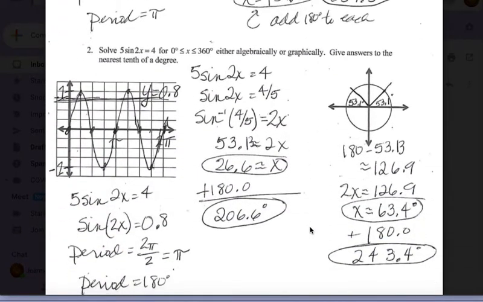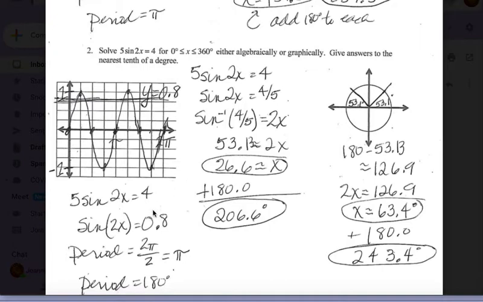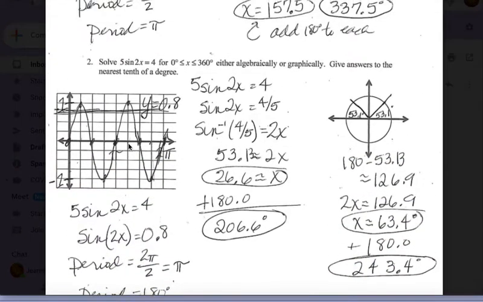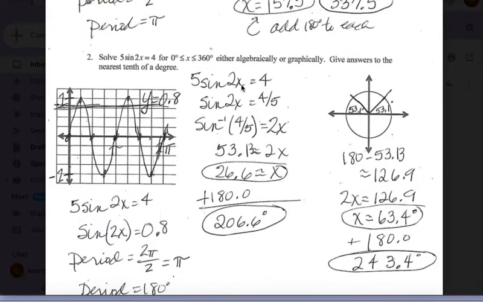For the second problem, again, the period is 2 pi over 2, so it's pi. This repeats itself every pi or every 180 degrees. I put it in terms of pi here for some reason. It should be 180 degrees, but that's okay. So if you solve it algebraically, you're going to have that 5 times the sine of 2x equals 4. Divide each side by 5. You'll get sine of 2x is 4/5 or 0.8.